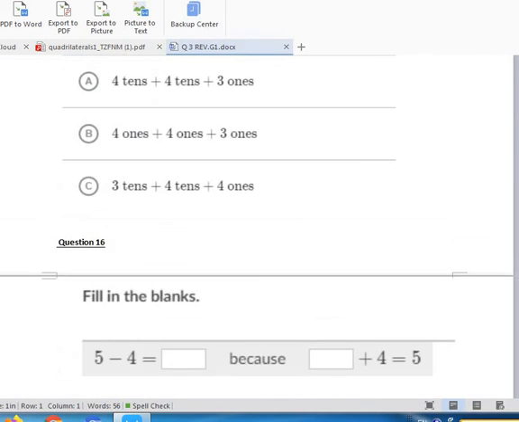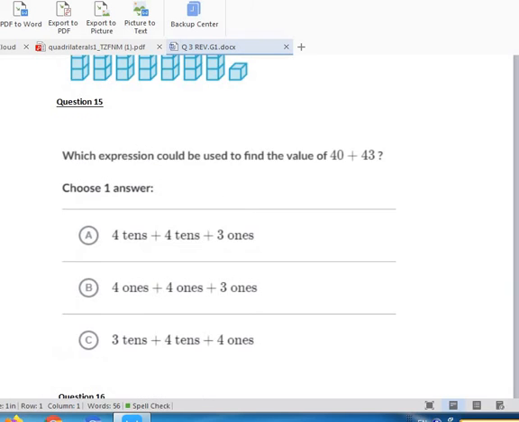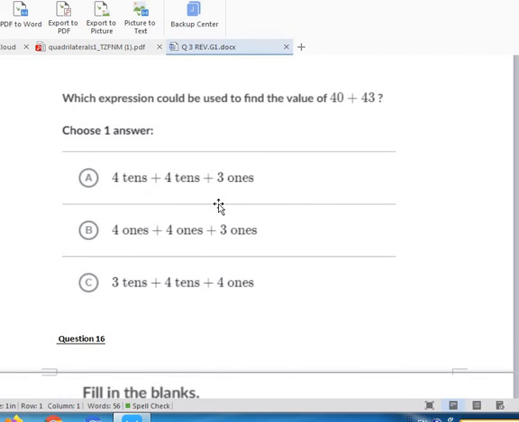Fill in the blanks. Okay, this one, question 15 first. Which expression could be used to find the value of 40 plus 43? I began with the ones. 3 plus 0, 3. 4 plus 4, the tens, equals 8. Here 83.